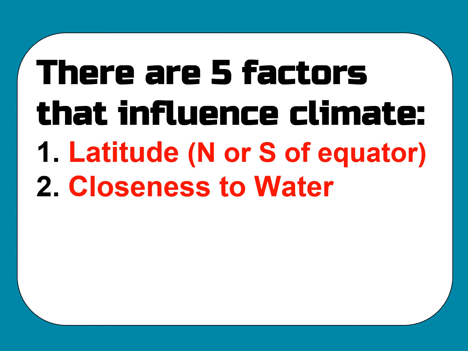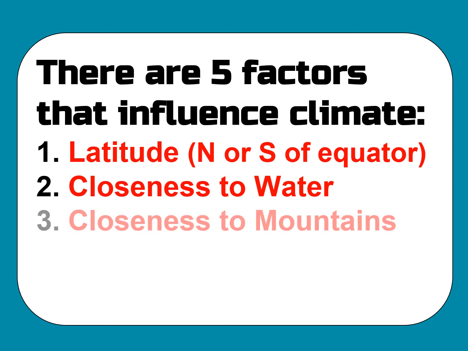Your second big factor is the closeness to a large body of water. Being close to a stream, a small lake, is not going to affect your climate, but being close to a large body of water will. Closeness to a mountain, specifically which side of the mountain that you're on, will be affecting your climate. There are going to be 2 sides of the mountain that we're talking about. And depending on which side you're on, affects your climate.